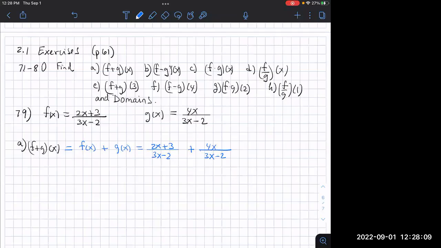Now in this case, we can take it one step further and simplify. Oh, look, this is a nice problem because the denominators are the same. So you just add the numerators. Copy 3x minus 2, and then add 2x plus 3 plus 4x. So that gives me 2x plus 4x is 6x plus 3 over 3x minus 2. That's my F plus G of x.